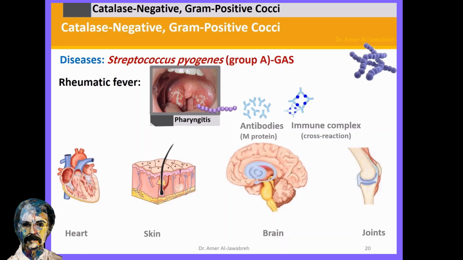This is dangerous. That's why pyogenes is dangerous. Pharyngitis, but not only pharyngitis, other diseases. It goes here, endocarditis. It goes to the skin, erythema marginatum. It goes to the brain, chorea. It goes to the joints, arthritis. See how many diseases come after the pharyngitis? Many diseases. We call them post-streptococcal sequelae or post-infection sequelae, diseases that come after.